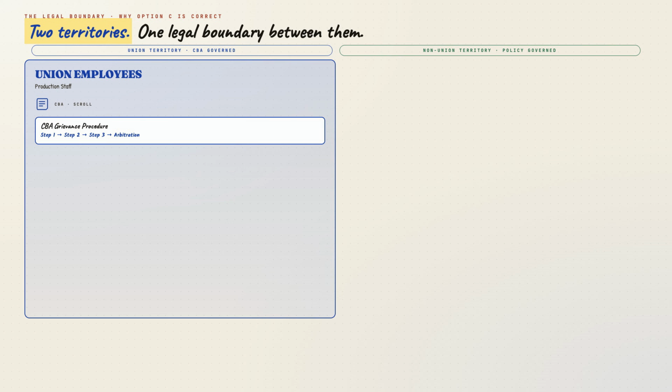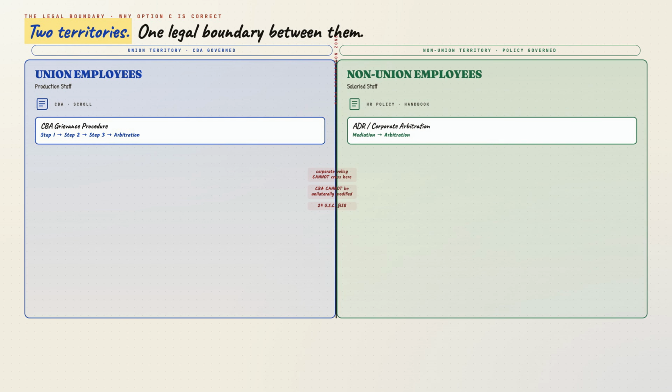The right territory, non-union employees, salaried staff not covered by the CBA. Their dispute resolution is governed by corporate policy, which the employer can design, standardize, and modify at any time. Between the 2 territories, a boundary. The National Labor Relations Act, Section 8(a)(5), the law says corporate policy cannot cross this boundary. A unilateral modification of CBA-covered terms is an unfair labor practice. Full stop.